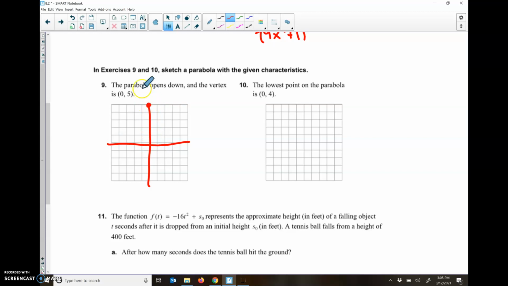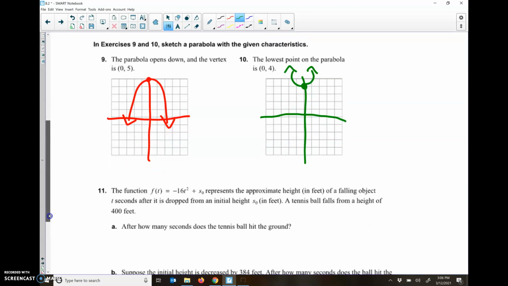And it opens down. Doesn't say anything about our slope or anything. So we're just going to do a parabola that opens down. Doesn't say whether it stretches or shrinks. But that's all we know about that graph. So that's all we can graph. Then kind of similar there on number 10. So the lowest point of the parabola is 0, 4. So that tells us that there's a point there, and that's the lowest point, so that means everything has to be above it. So it has to be going up there.